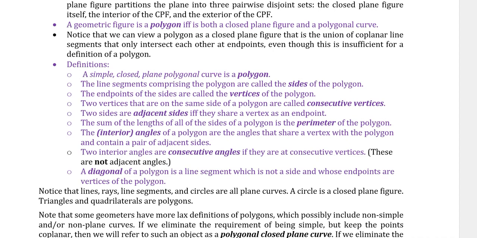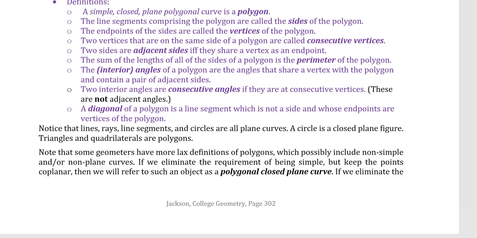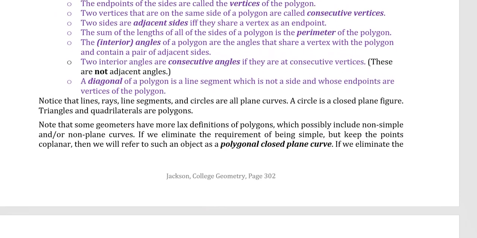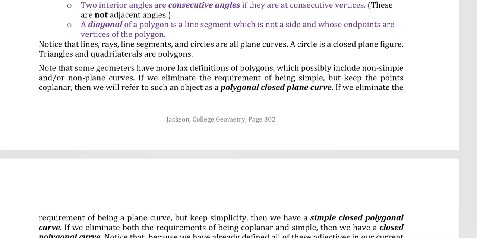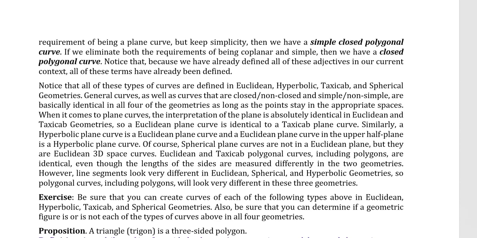If we eliminate the requirement of being simple, but keep the points coplanar, I would refer to this object as a polygonal closed plane curve. If we eliminate the requirement of being a plane curve but keep simplicity, then we have a simple closed polygonal curve. If we eliminate both the requirement of being coplanar and simple, then we have a closed polygonal curve. Notice that because we have already defined all these adjectives in our current context, all these terms have already been defined.